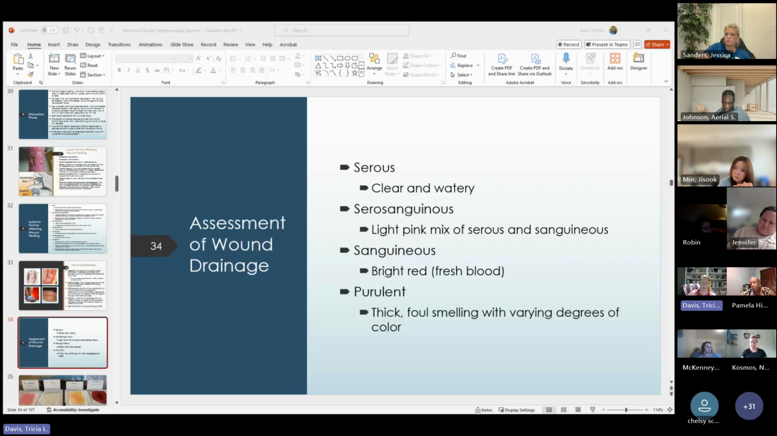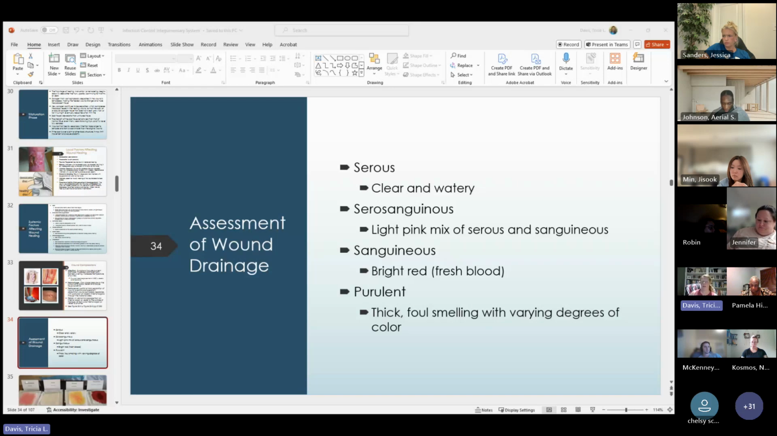Let's look at some of the drainage that we may see. There's a variety of different types of drainage. So we might see serous drainage. Serous is always going to be clear and watery. Okay. Most of the time with your wounds, what you will see is going to be serosanguinous. Serosanguinous is a mixture of serous, which is clear and watery, and sanguinous, which is bright red. Sanguinous, which is bright red, is not something ideally that you always want to see.